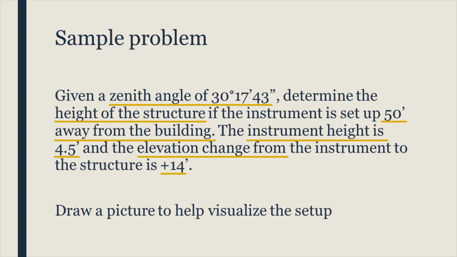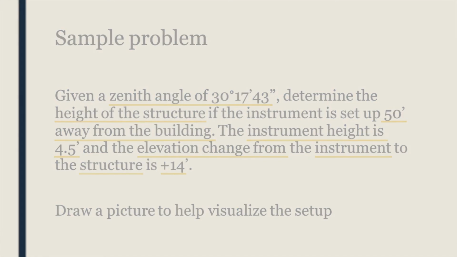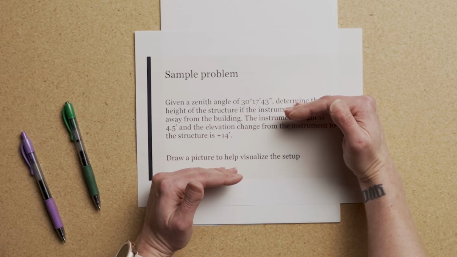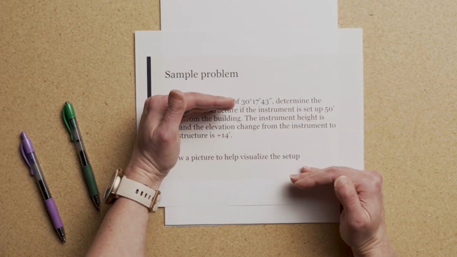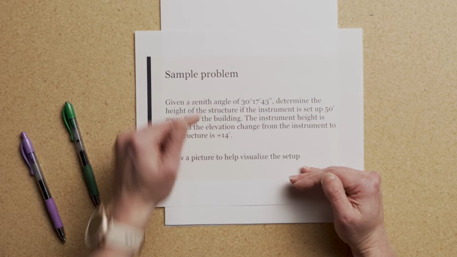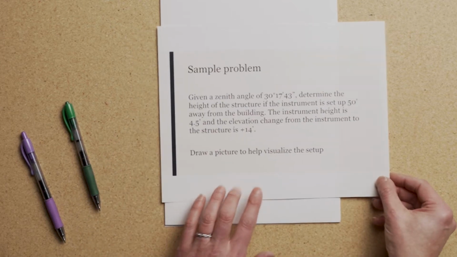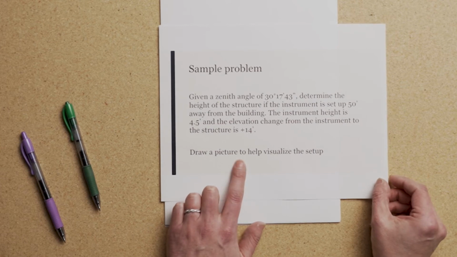You always need to make sure that you are paying attention whether it is positive or negative and which one is listed first. So we are going from the instrument to the structure, so that means that our structure is set higher than our instrument. If it was a negative number, it would be reversed. Again, if we said we're going from the structure to the instrument, we would have to see which direction it is going. But it's very important to help visualize by drawing a picture, so that's the first thing we're going to do.